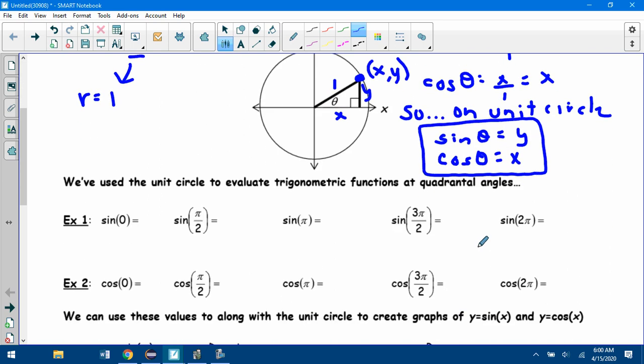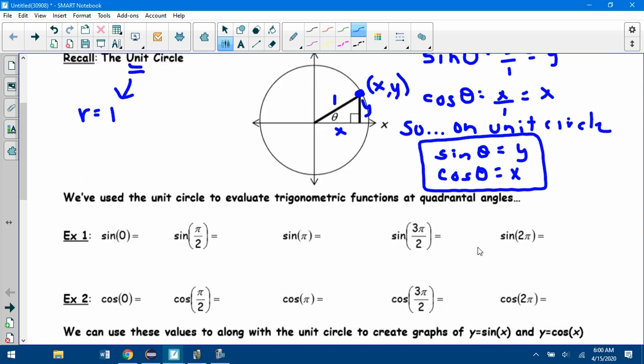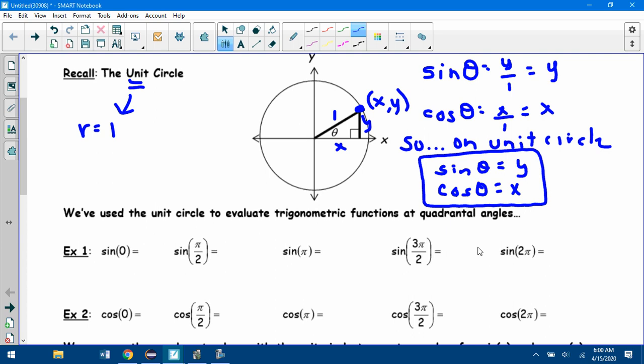All right, so you should be able to figure out this next section pretty easily. We've used the unit circle to evaluate trig functions of quadrantal angles. Okay, so remember this was 0, pi over 2, pi, 3 pi over 2, and 2 pi. Hopefully that's ingrained in your mind at this point. And remember what all the quadrantal points are. What's this point over here? It's 1, 0. Up here, 0, 1. Over here, negative 1, 0. And down here, 0, negative 1.